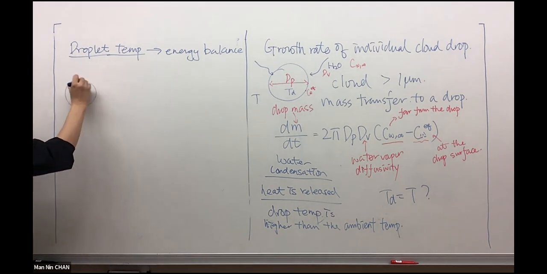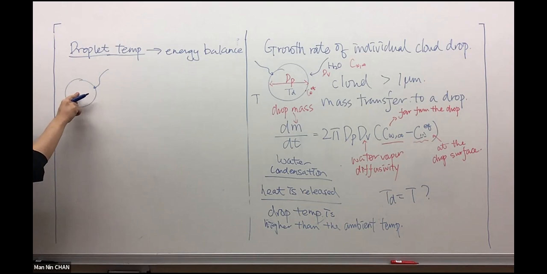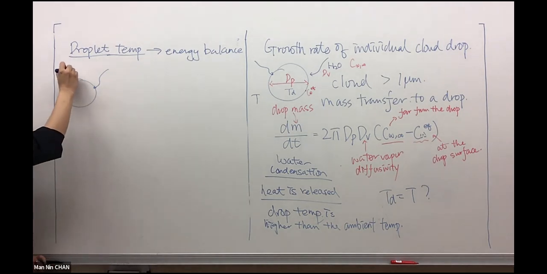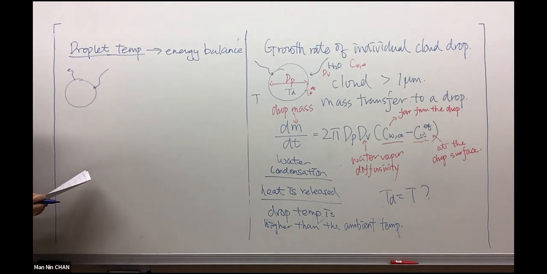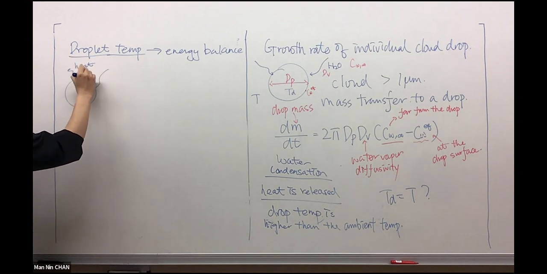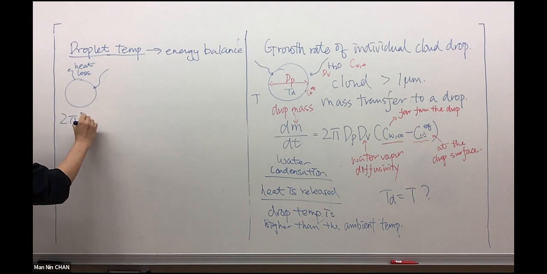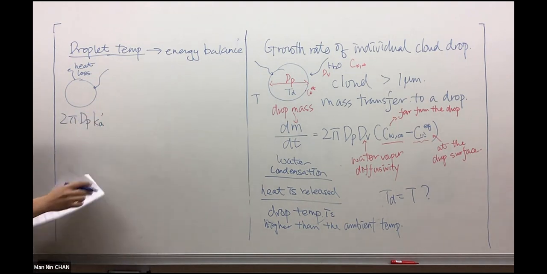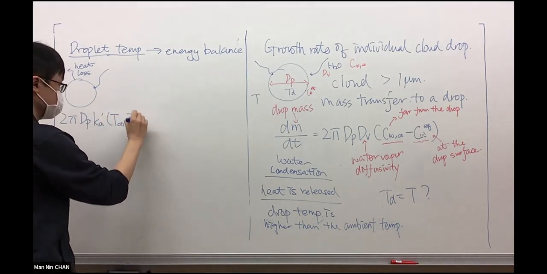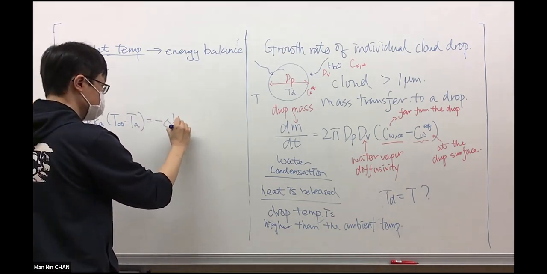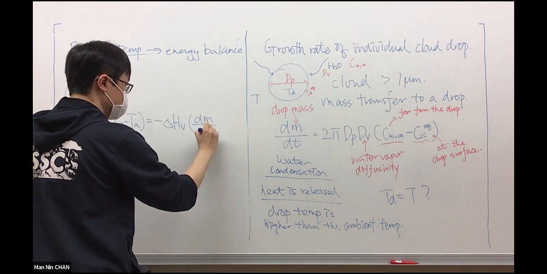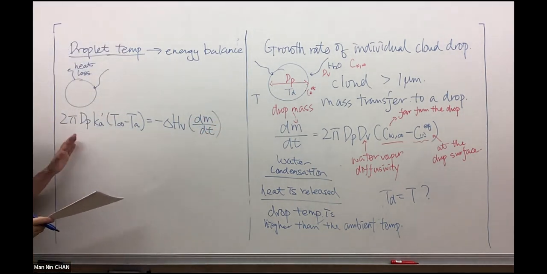Of course, you have water condensing onto your droplet, and your droplet can also release some heat back to the surrounding. So you can gain some heat through the water condensation, but you can also lose some heat to the surrounding here. Then we can just do the energy balance, if we just consider these two processes.